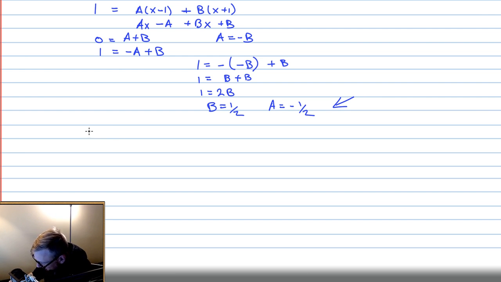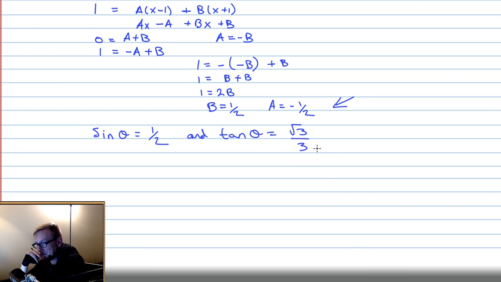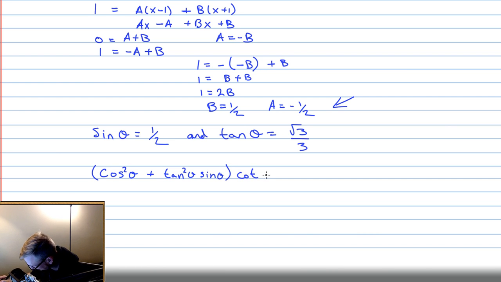Okay, so I posted this on Instagram. Sine theta is equal to 1/2, and we know that tan theta is equal to √3/3. So then we want to know what is cosine squared theta plus tan squared theta times sine theta in brackets times cotan theta squared all over cosine squared. What does this equal?